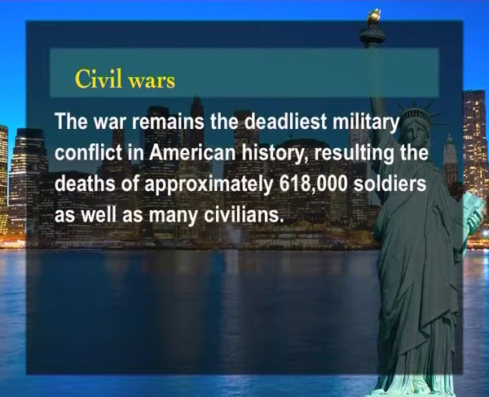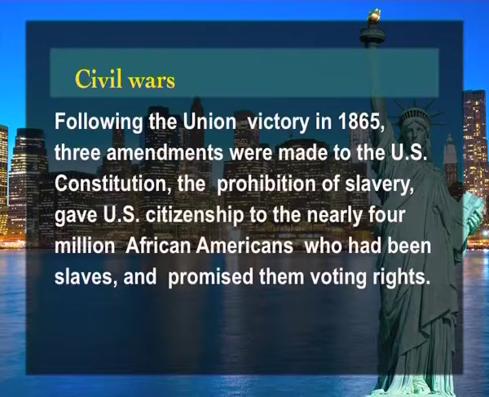The war remains the deadliest military conflict in American history, resulting in the deaths of approximately 618,000 soldiers as well as many civilians. Following the Union victory in 1865, 3 amendments were made to the US Constitution. The prohibition of slavery gave US citizenship to the nearly 4 million African Americans who had been slaves and promised them voting rights. The war and its resolution led to the Reconstruction era and a substantial increase in federal power aimed at reintegrating and rebuilding the southern states.